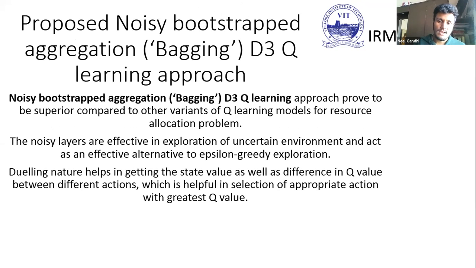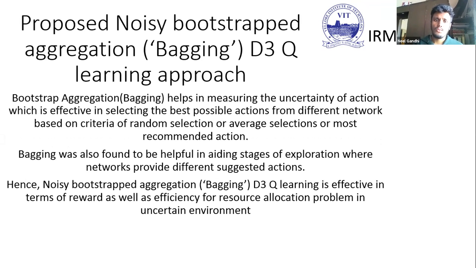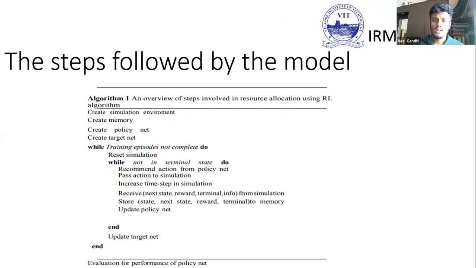So moving to our proposed model, that is the noisy bootstrap aggregation double deep Q learning approach. It proved to be superior in comparison to other models. The noisy layers were used as an alternative to epsilon greedy exploration. The dueling nature was helpful in getting the state value as well as the difference in the Q values between different actions and get the greatest Q value. We also got bagging that was helpful in aiding the steps of exploration, and the noisy bootstrap aggregation approach was effective in terms of reward as well as efficiency for the problem of resource allocation.